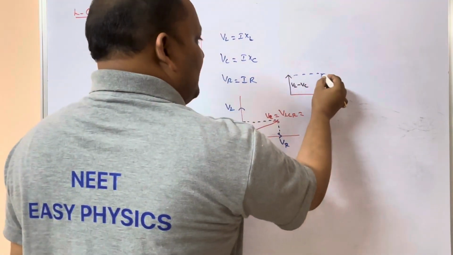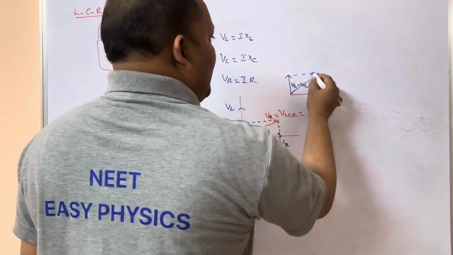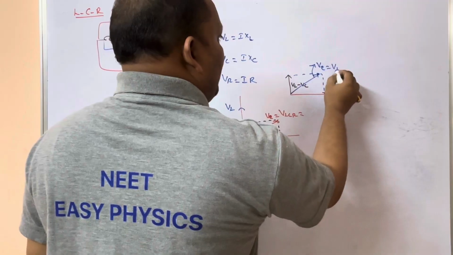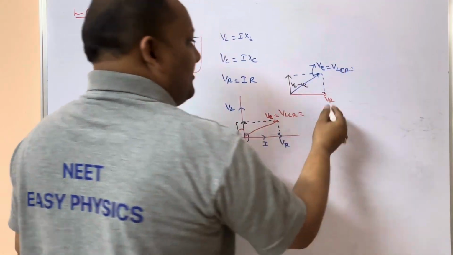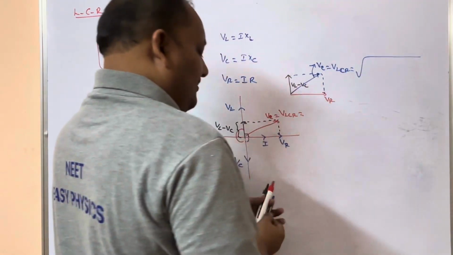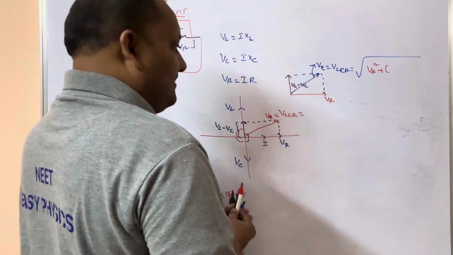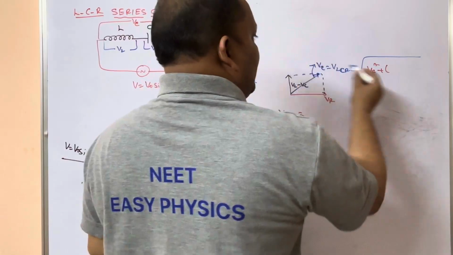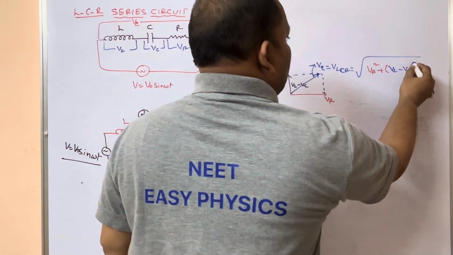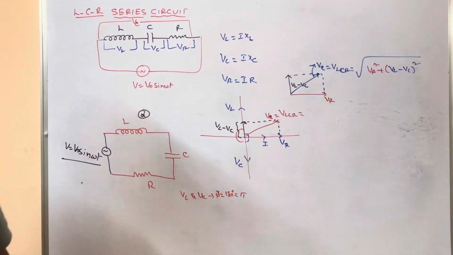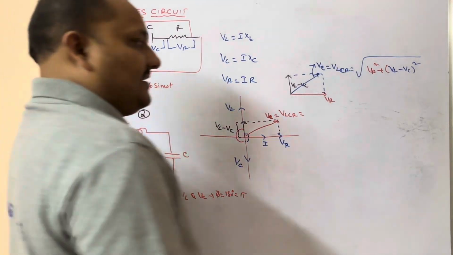Therefore, the effective voltage VE or VLCR is going to be equal to the root of VR square plus, what is the voltage in this direction, VL minus VC whole square. That is nothing but the effective voltage across the LCR series circuit.